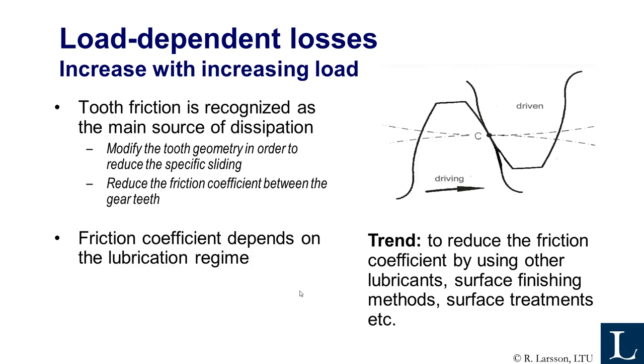So the trend here is to try to reduce the friction coefficient. It could be by improving the lubricant, using other better lubricants, could be to make better surfaces, could be to use other surface treatments like coatings, etc. So at the moment today, there are plenty of activities to reduce the losses in transmissions.